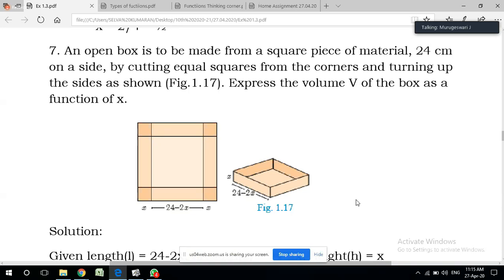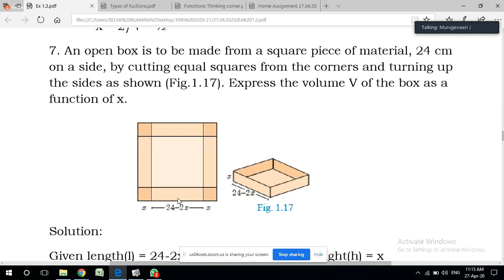What is the shape of the box? That is a cuboid shape. Okay, so we found that. After that, you can find the volume of the box. The square shape's side is 24 centimeters. So you can cut x centimeter by x centimeter squares on the corners, isn't it? In a square, corners are there. So on the first side, you cut the corners x.